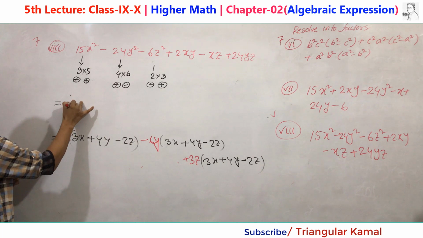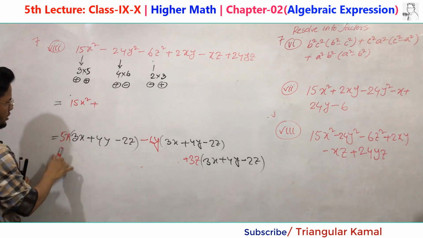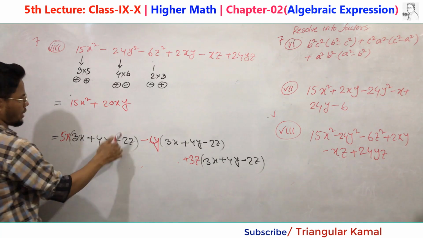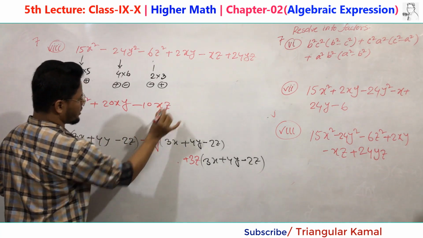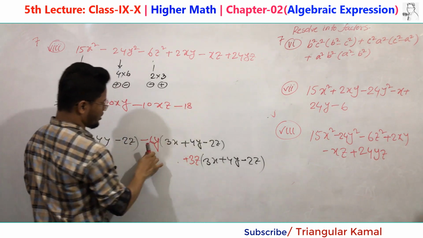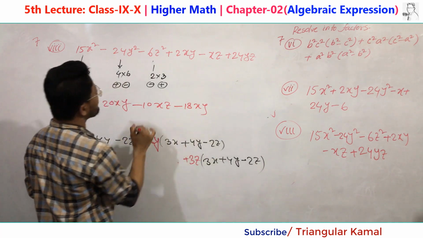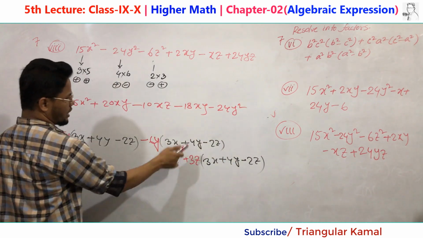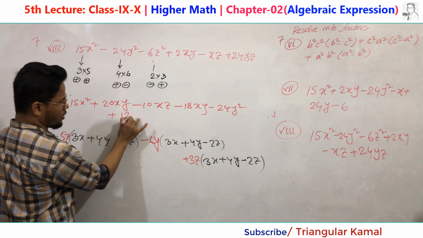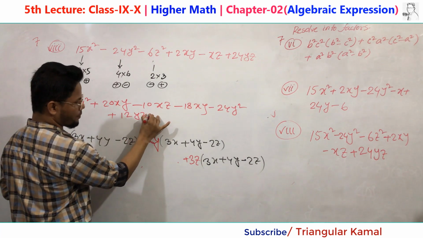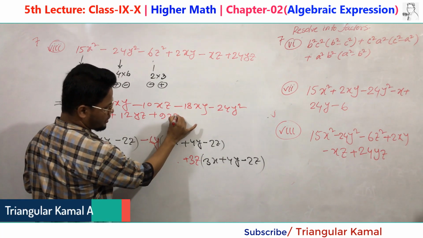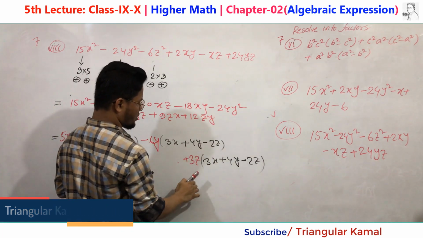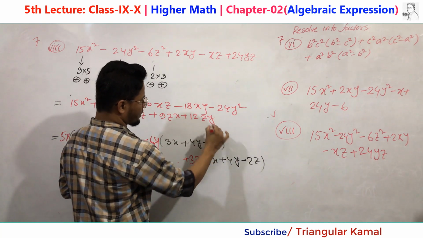Now do simple calculation here. 15x square plus 20xy, 5 times 2 is 10xz, minus 18xy, 18xy, then minus 24y square, minus minus plus 12yz, then 9zx plus 12zy, then minus 6z square.